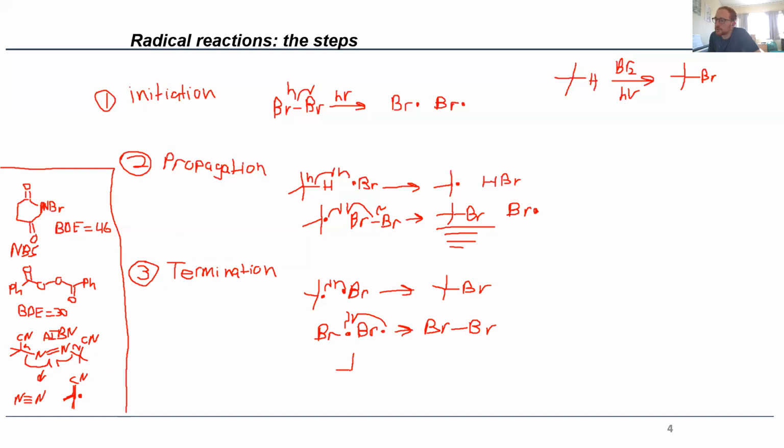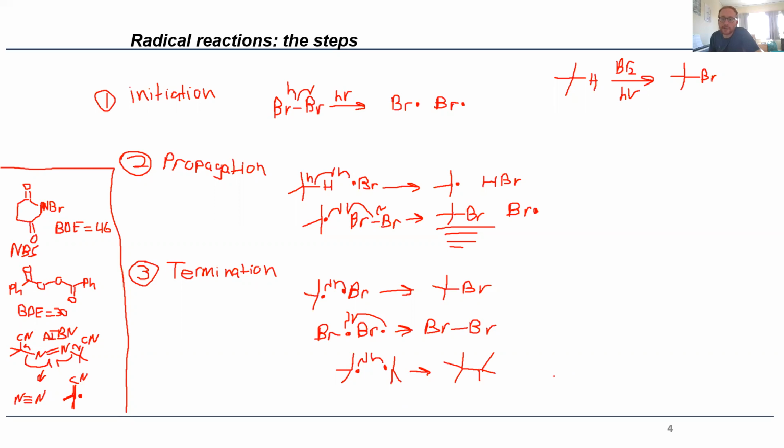And then probably the worst termination reaction for the purposes of reactivity would be the capture of two alkyl radicals to form this.